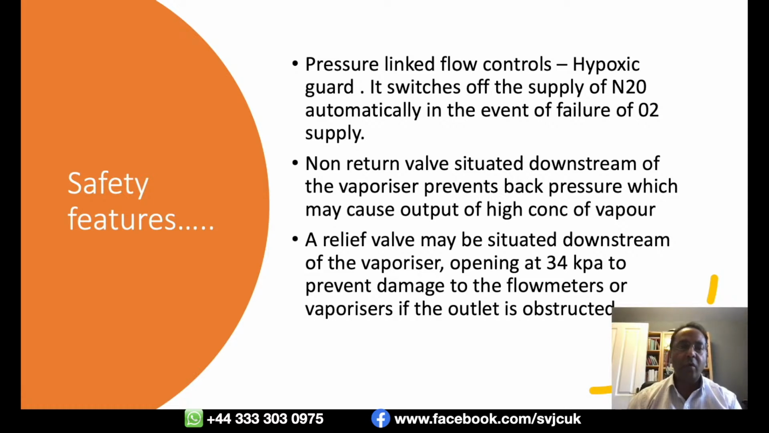There is a non-return valve situated downstream of the vaporizer, and that prevents back pressure, which may cause increased output of vapor. There is a relief valve which is situated downstream of the vaporizer, and it opens at 34 kilopascals to prevent damage to the flow meters or vaporizers if the outlet of the anesthetic machine gets obstructed.